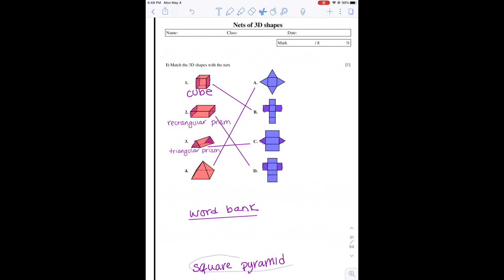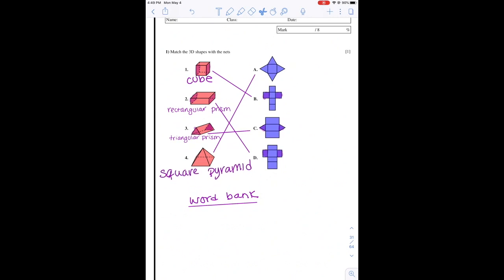And then that leaves square pyramid for this last one. The base of it is a square. So that's this, like the floor of it in this particular picture. And then pyramids have triangles for the rest of the sides instead of rectangles for the rest of the sides.